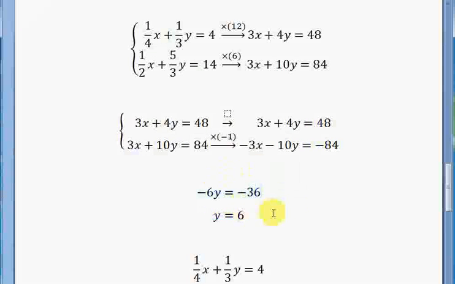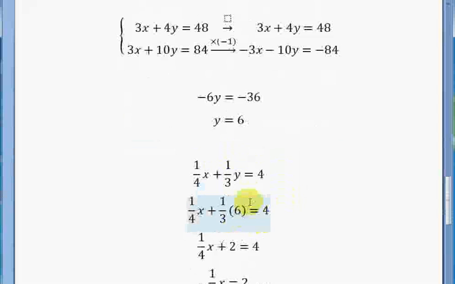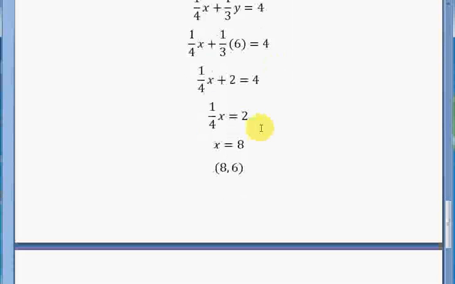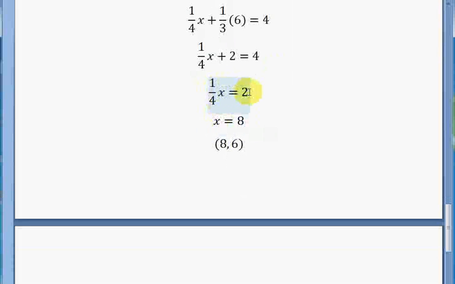Notice this time I solve for the y. You can do either one. Simply pick the easiest one. Now I'm going to go back in and pick one of my equations with my fractions. 1/4 x plus 1/3 y is 4. Plug in 6 for y. I get 1/4 x plus 2 equals 4. So 1/4 x is equal to 2. And then I multiply both sides by 4, get x equals 8. So my answer is 8, 6.